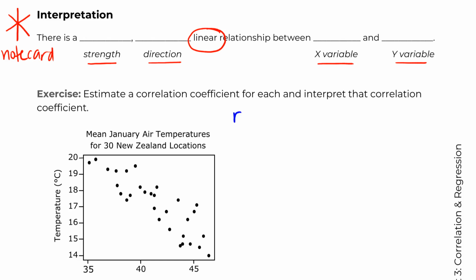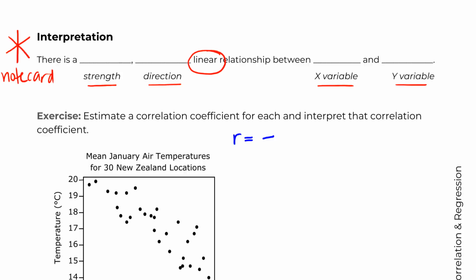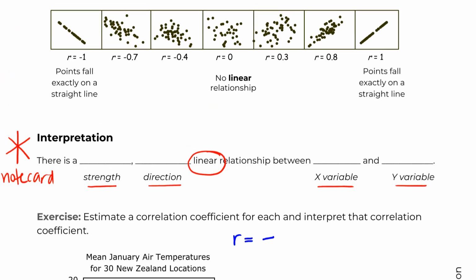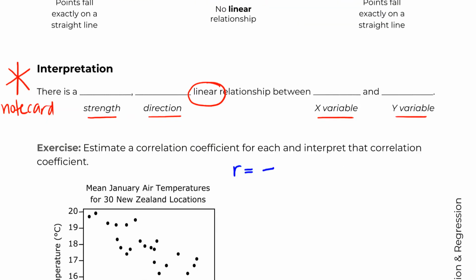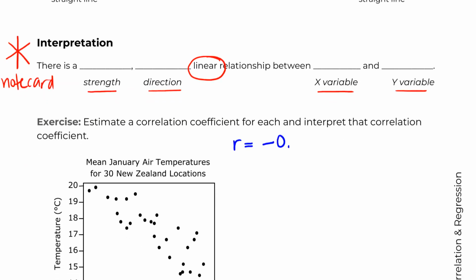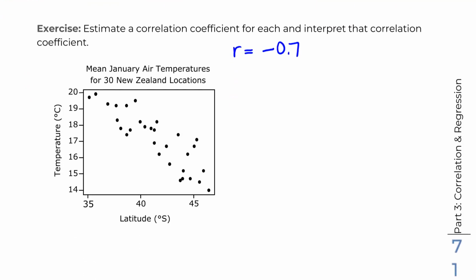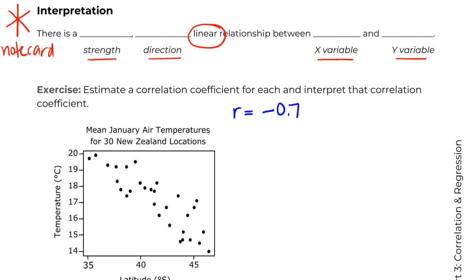So if you were to estimate a correlation coefficient for this, you should definitely have something negative. You probably went back up to here and tried to figure out which one this looked pretty similar to. And to me, it looks a lot like that negative 0.7. Yeah, I said it wrong the first time. So that's where we're looking. And then we're sitting there, okay, now that I have that, I'm going to interpret the correlation coefficient. So I'm going to use this sentence.